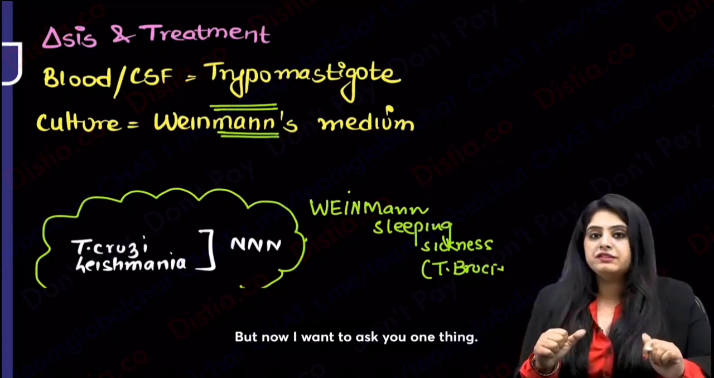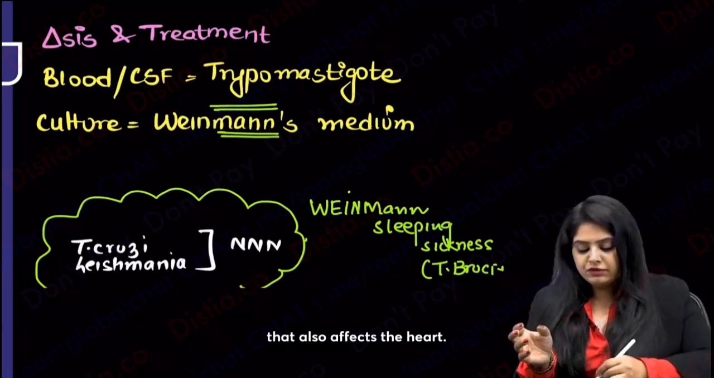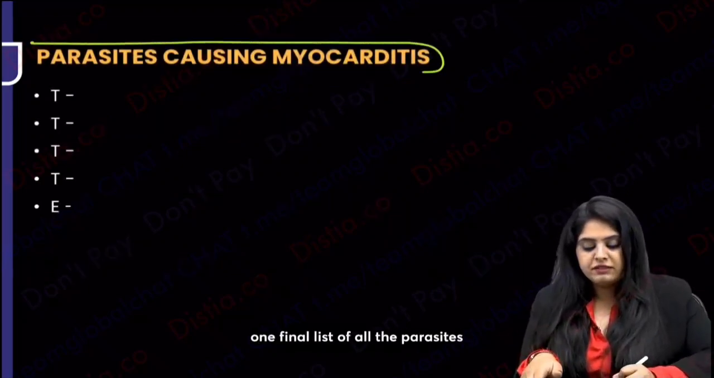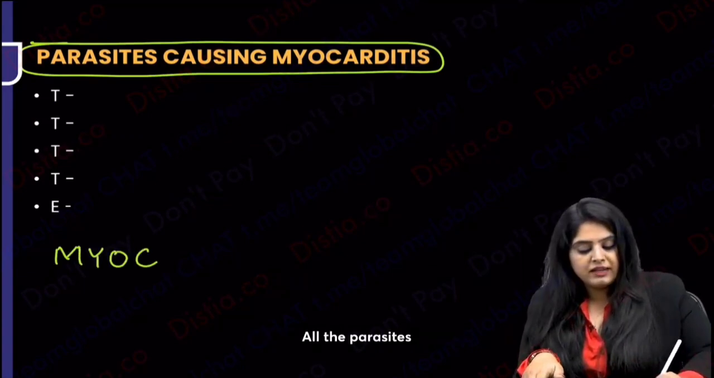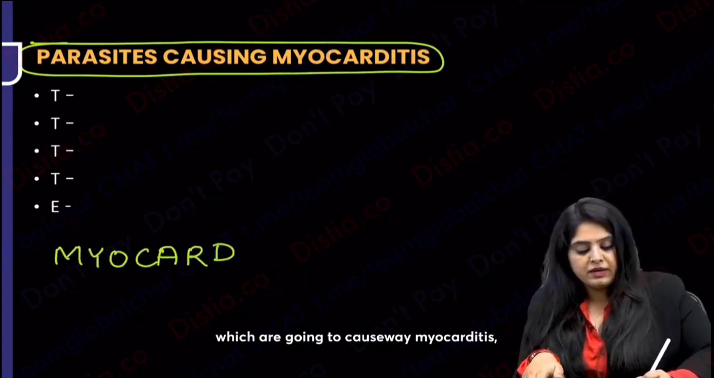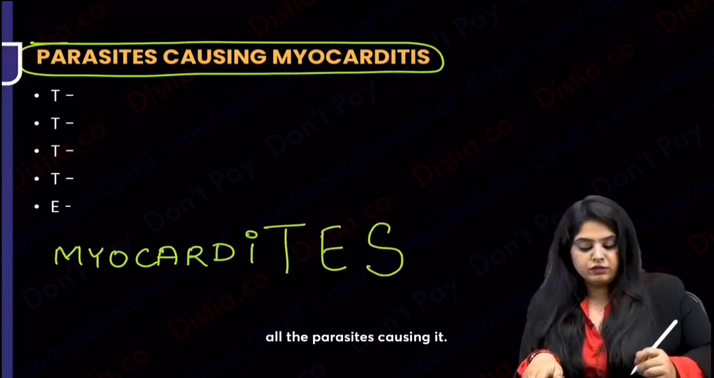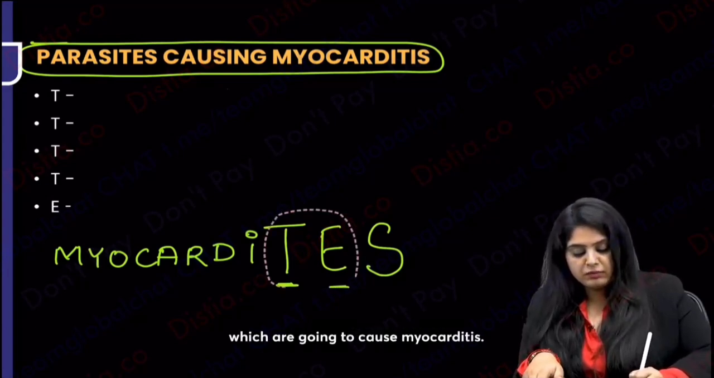But now I want to ask you one thing. Everywhere in a subtle manner I say this also affects the heart, that also affects the heart. So why don't we make one final list of all the parasites which are causing myocarditis? And how am I going to write it? All the parasites causing myocarditis. So there are going to be parasites with a lot of T's and E's. So these are the ones which are going to cause myocarditis.